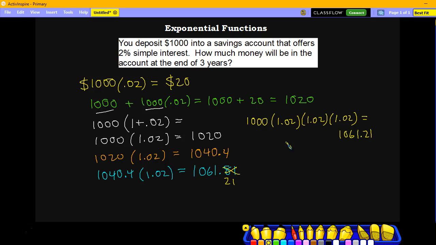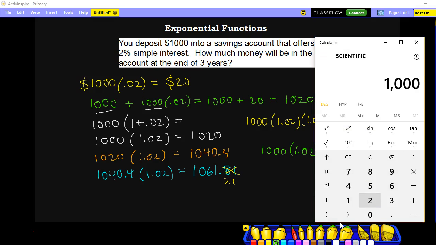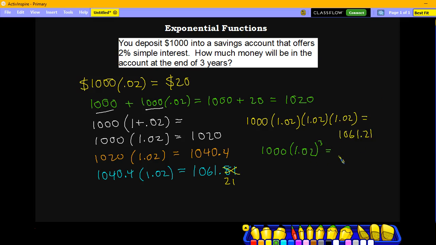And just for the heck of it, just for giggles, we're going to make it even a little bit easier, and we're going to do it in this way. We're going to take this 1.02 that we multiplied 3 times by itself, and we're going to do just 1.02 to the third power. And again, we'll double check on the calculator. So here's 1,000 times 1.02 raised to the power of 3, and over here you can see that that's what's going on, and we'll say equals, and sure enough 1061.21. Yay! So this also works.